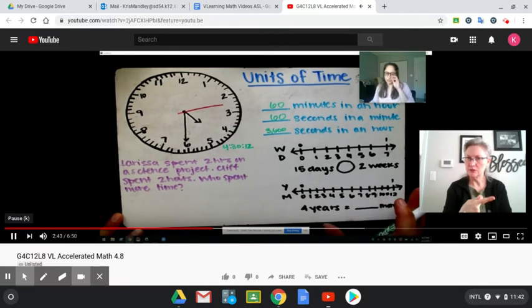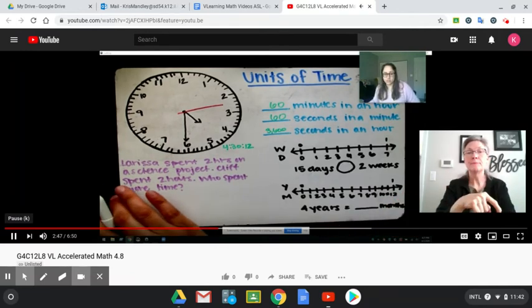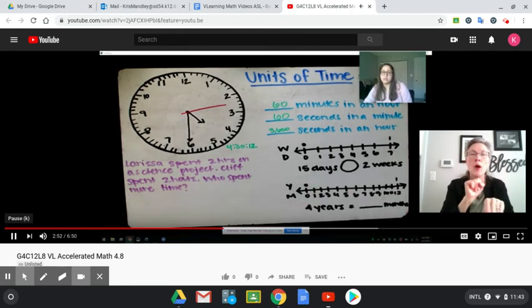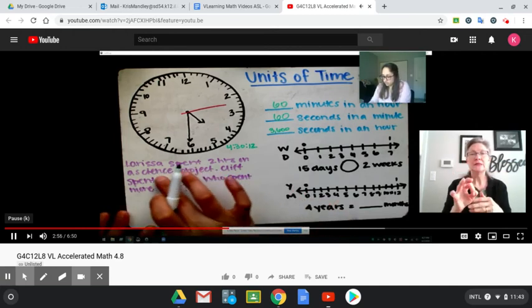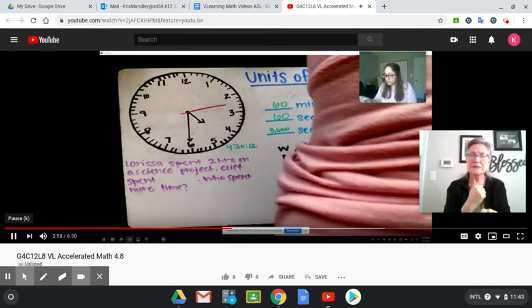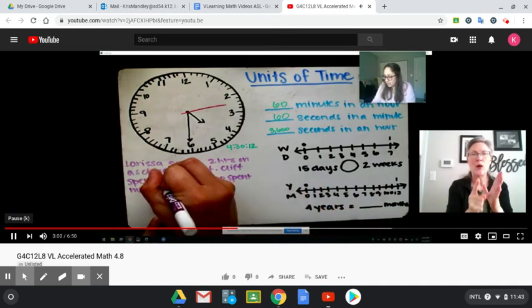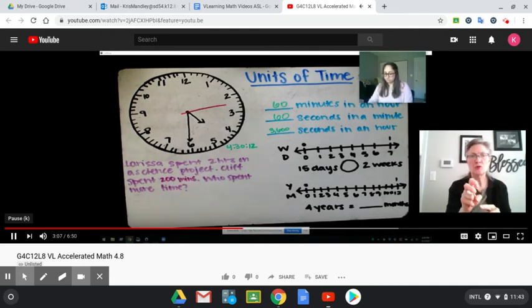So let's try to actually solve some problems using these different units of time. Let's take a look at this word problem first. Larissa spent 2 hours on a science project. Cliff spent, not 2 hours, this should say, sorry. Larissa spent 200 hours on a science project. Cliff spent 200 minutes. Who spent more time?